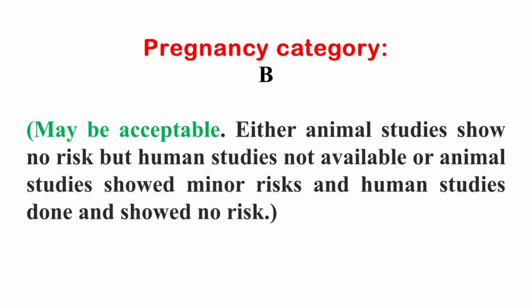Pregnancy category B may be acceptable. Either animal studies show no risk but human studies not available, or animal studies show minor risk and human studies done and shown no risk.